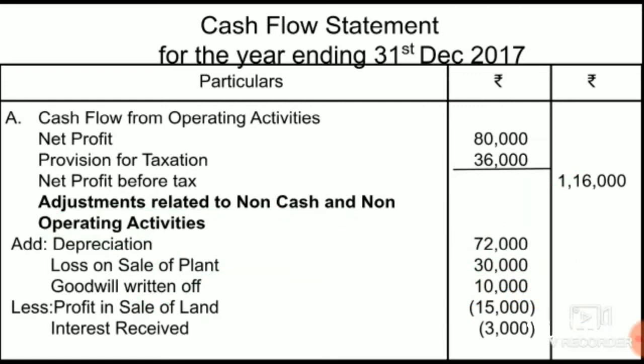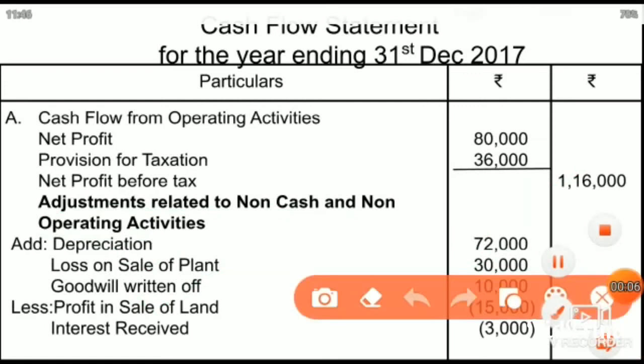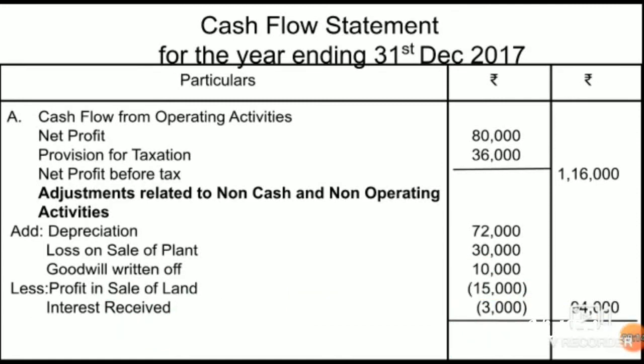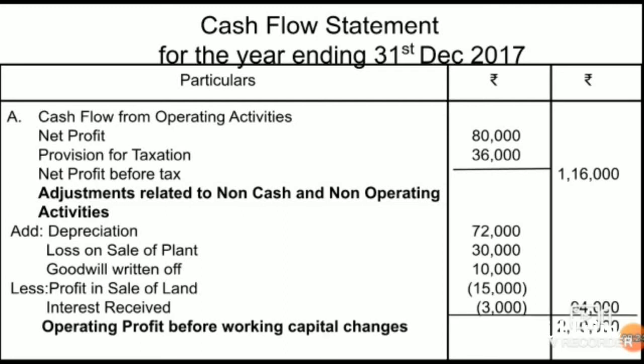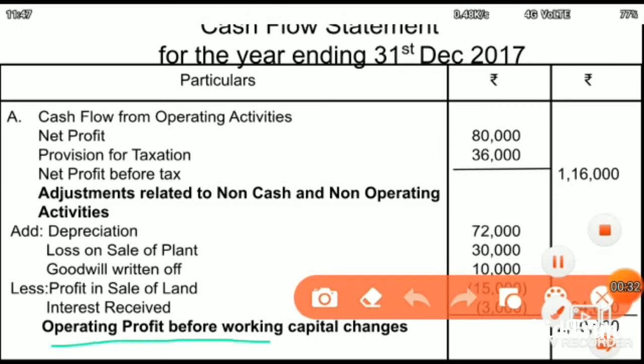Next, we will subtract profit on sale of land and interest received as they are non-operating income and they will increase the profit. So we will subtract 15,000 and 3,000 respectively. So after the calculation, we get 94,000 and we are going to add this 94,000 to the net profit before tax, that is 1,16,000. So after adding 94,000, we will get 2,10,000, which is our operating profit before working capital changes. So we will write here operating profit before working capital changes. So it is 2,10,000.